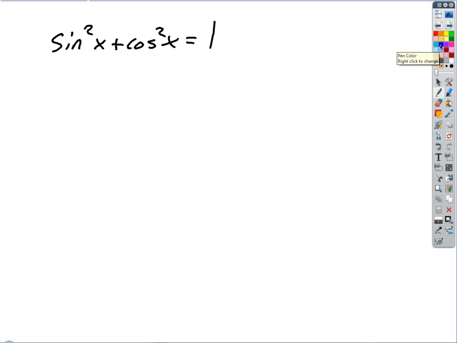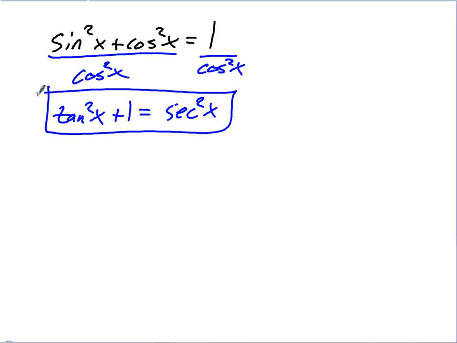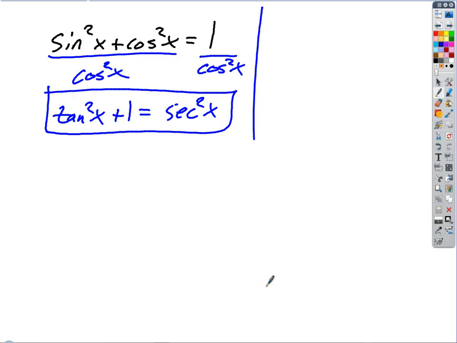If I divide everything by cosine squared on both sides, what do I get on the left? Yeah, I'm going to get tangent squared plus 1 equals secant squared. Okay, so there's a second Pythagorean trig identity. Now let's do the same thing over here, but let's divide by sine squared.